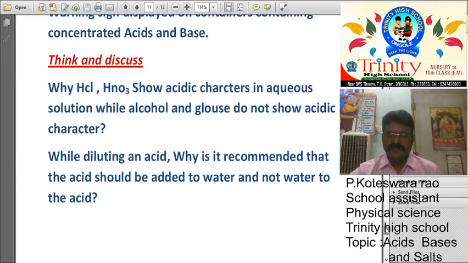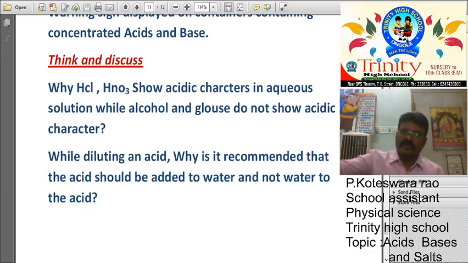So here you can decide it. What we decided here? Acid or base added to water is the correct method, because dilution takes place. If dilution takes place, what happens? Immediately you can easily understand that dilution is not dangerous.